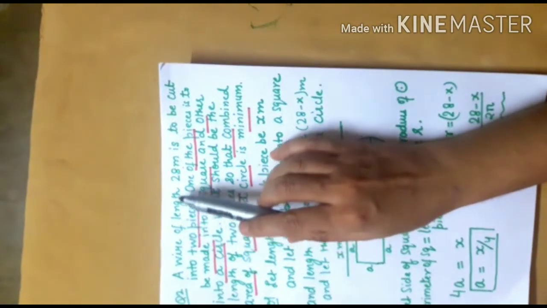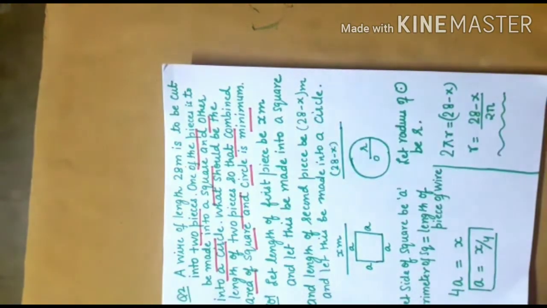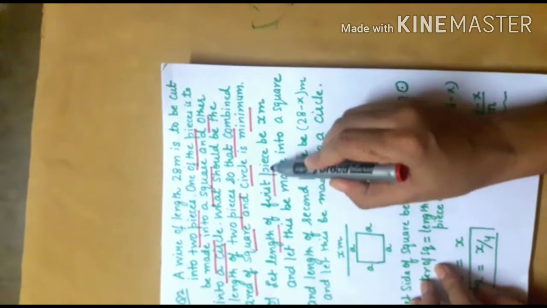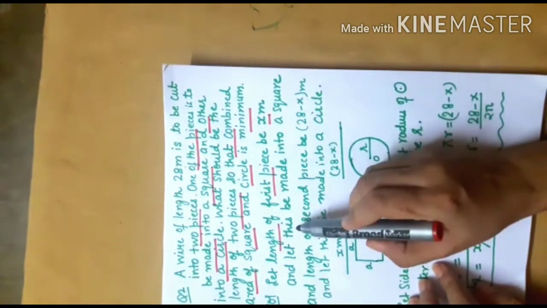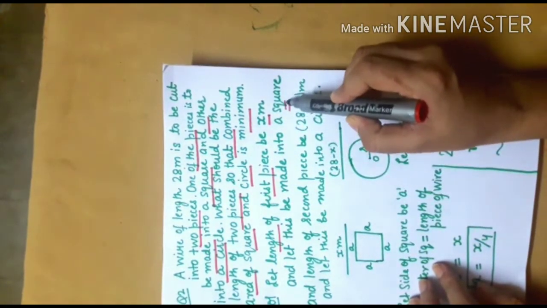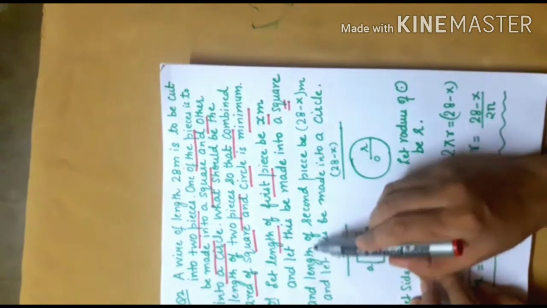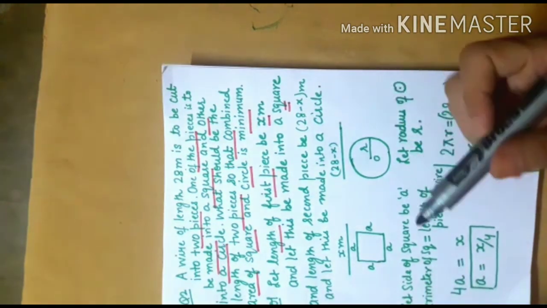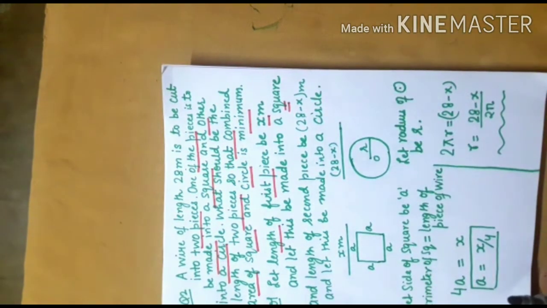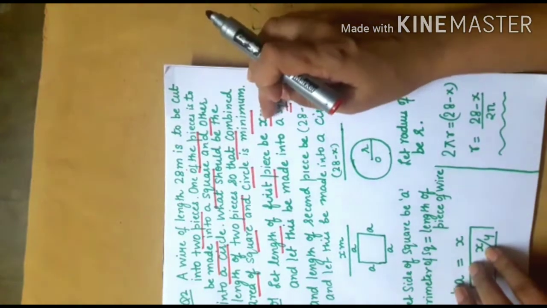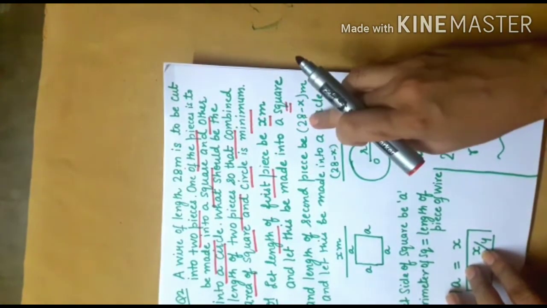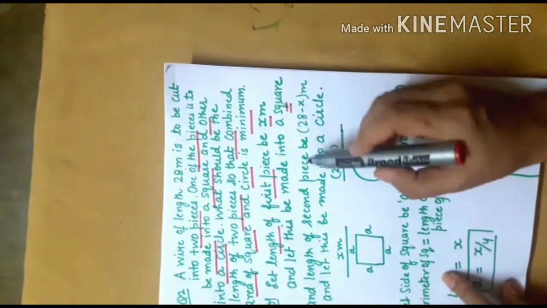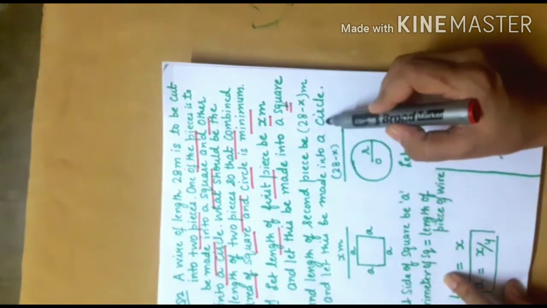A wire of length 28 meter is to be cut into two parts. So let the length of the first piece be x meter, and this be made into a square. And the length of the second piece be 28 minus x meters. The total length of the wire is 28 meter. If one piece is x meter long, the other piece will be 28 minus x meter long. And let this piece of wire be made into a circle.